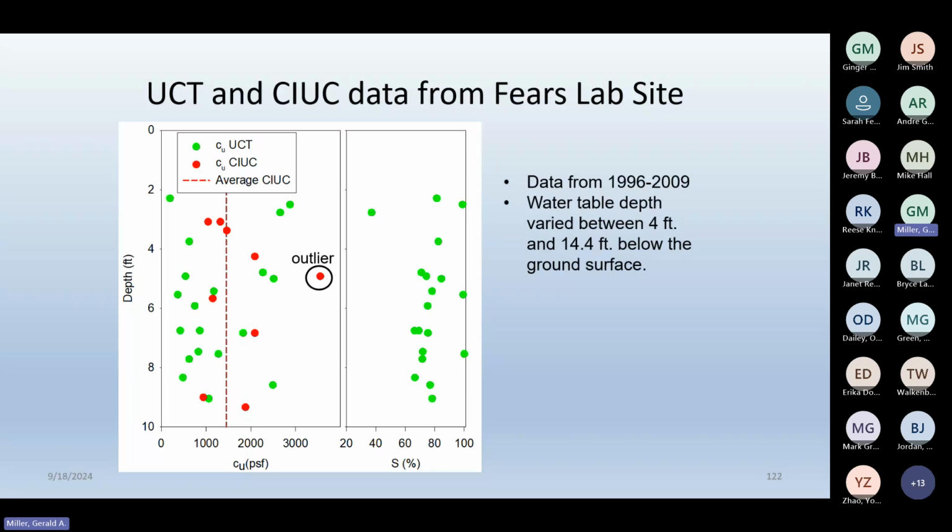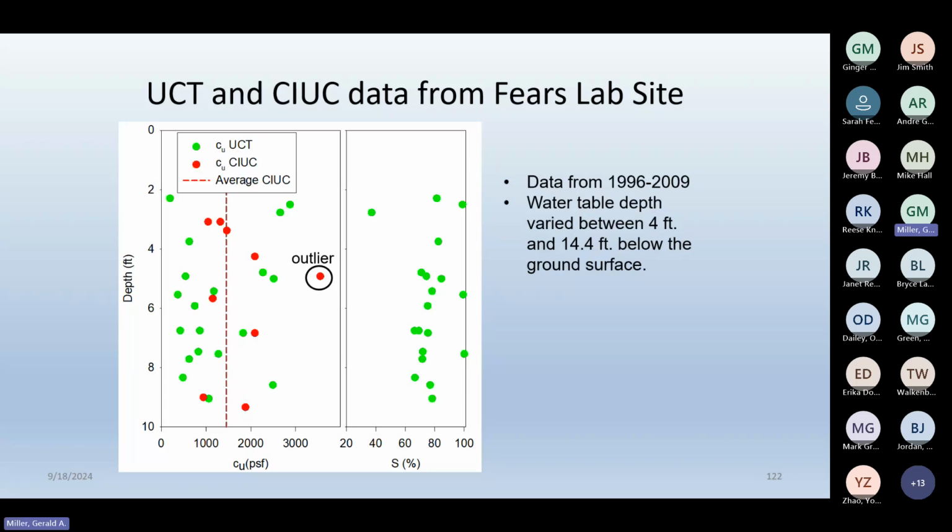So, what we can see looking at this plot, and on the right you have degrees of saturation, is that the unconfined tests are either really over conservative or under conservative relative to what I call the true undrained shear strength measured under saturated conditions using the CIUC test. Also note that during this time period, the water table varied between 4 and essentially 15 feet below the ground surface. So moisture conditions were a lot different.